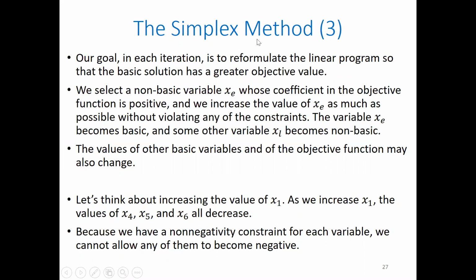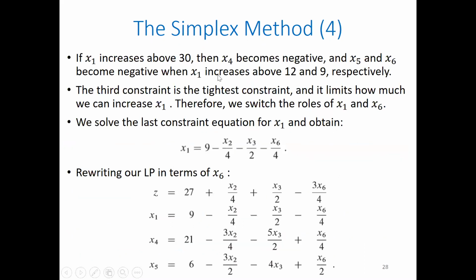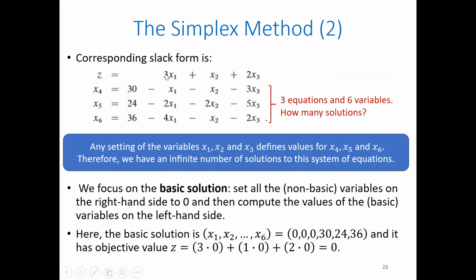Okay, so we know that if I increase x1, my value of z will increase. But let's look over here. If I increase x1, the values of x4, x5, and x6 will decrease. So I should be very careful. I want to find the maximum x1 value that I can plug in such that these three constraints remain positive. That means x4, x5, and x6 should not become negative. So what is that value of x1, or which of these three equations should I choose?